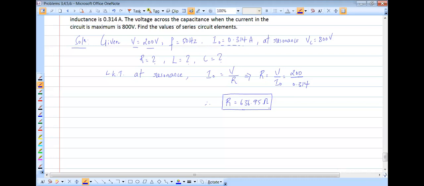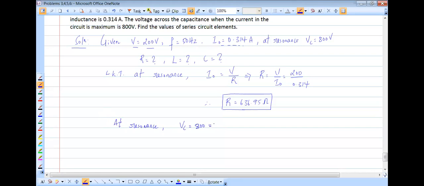Next, what do I have to find out? I have to find out the capacitor and inductor, on similar lines as we did in the previous problem. Can we find out C by looking at this? If you are clear about what we're doing, you can start doing it yourself. At resonance, VC is 800 volts, and that's given. What is VC?